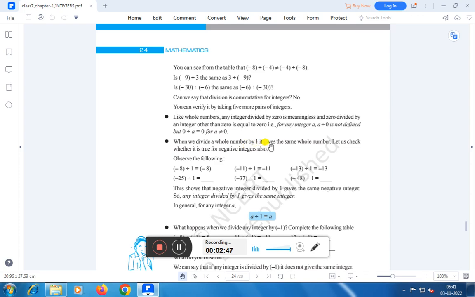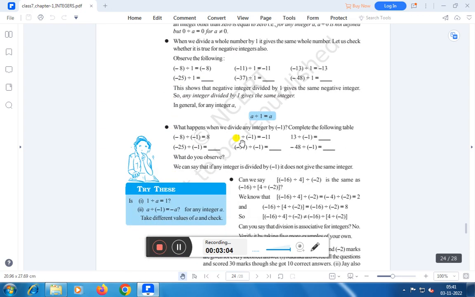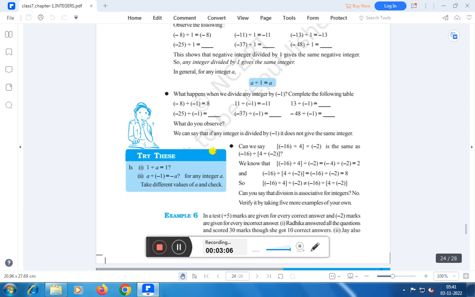When you divide a whole number by 1, it gives the same whole number. Let us check whether it is true for negative integers also. It is true for negative integers. That means a negative integer divided by 1 gives the same negative integer. So any integer divided by 1 gives the same integer. That is, a divided by 1 is equal to a.